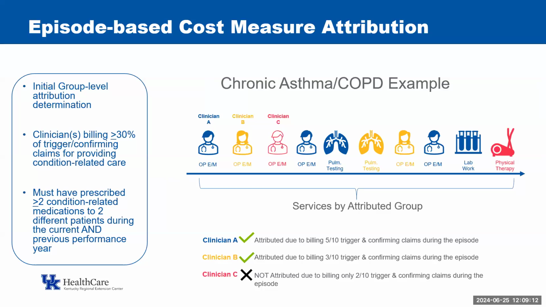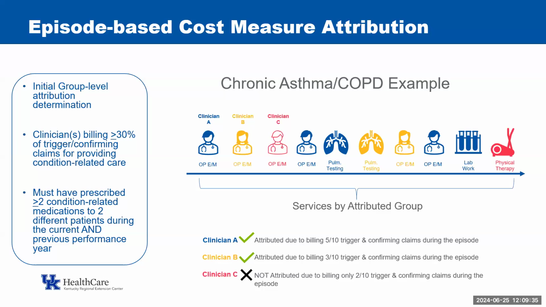So let's walk through a quick example here of an episode-based measure. This measure is chronic asthma COPD, and this measure attributes clinicians, the clinicians that are billing more than 30% of trigger and confirming claims that are condition related to the patient prior or on the episode start date.